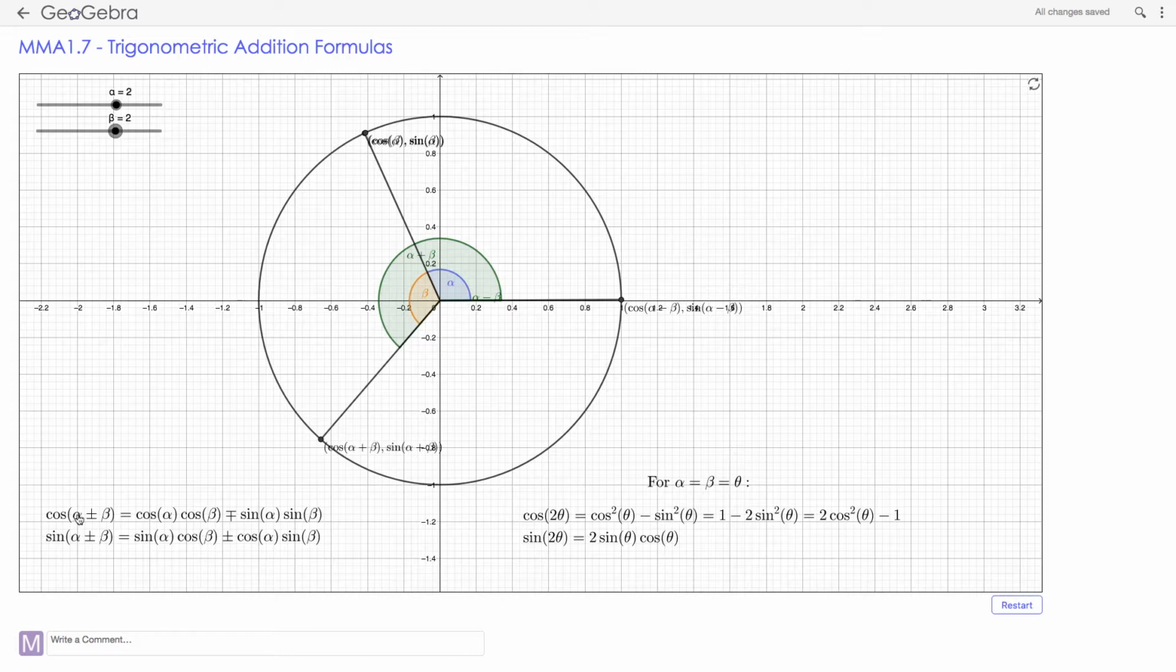Why? Well, alpha is now 2. Beta is now 2, right? This means that this is cosine of 2 times cosine of 2, right? That's cosine squared of 2. Minus sine of 2 times sine of 2. That's sine squared of 2. So that's exactly what I've written down over here. If we have the same angle, in this case I just used 2, but it could have been any angle. So if you put alpha equals beta equals theta, the topmost formula with a plus simplifies to cosine squared of theta minus sine squared of theta.